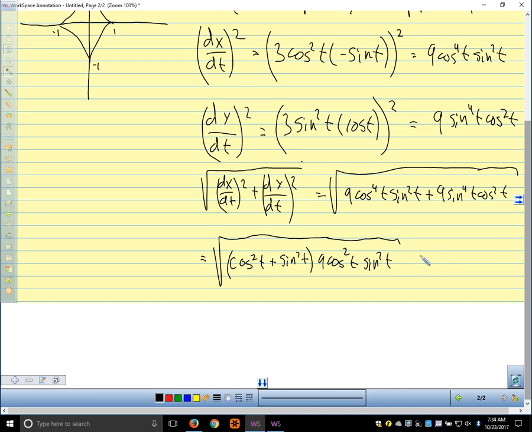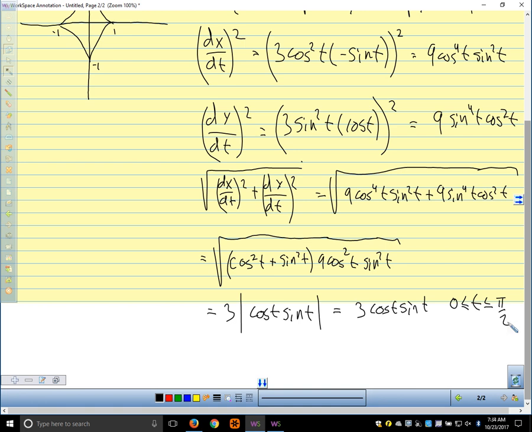Well, that looks a little better, huh? So we just get, this is 1. We can take the square root of that, and we just get 3 absolute value of cosine t sine t. Square root of something squared is the absolute value. And in the first quadrant, since I'm talking about the first quadrant, these are going to be positive. So I'm going to say 3 cosine t sine t for 0 less than or equal to t less than or equal to pi over 2. So I don't have to worry about that absolute value in the first quadrant.